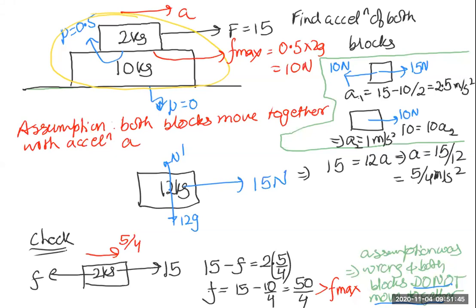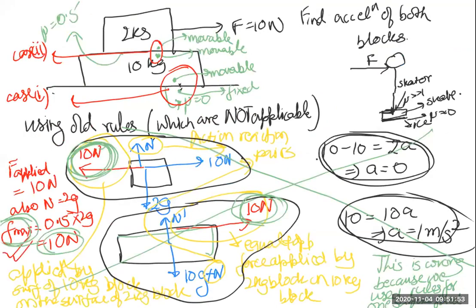Please notice that agar aap is question ko on the face of it dekhoge aur aap aise solve karne ki koshish karoge, so you will get very, very drastically different and wrong results. Okay, so case one, isiliye main bar bar bolta raha tha, ye case one pe applicable hai. Kyunki jab case two aayega, to ye F applied aur uska jo concept hai, ye sab gayab ho jata. So here, remember that the rules of case one, they do not apply.